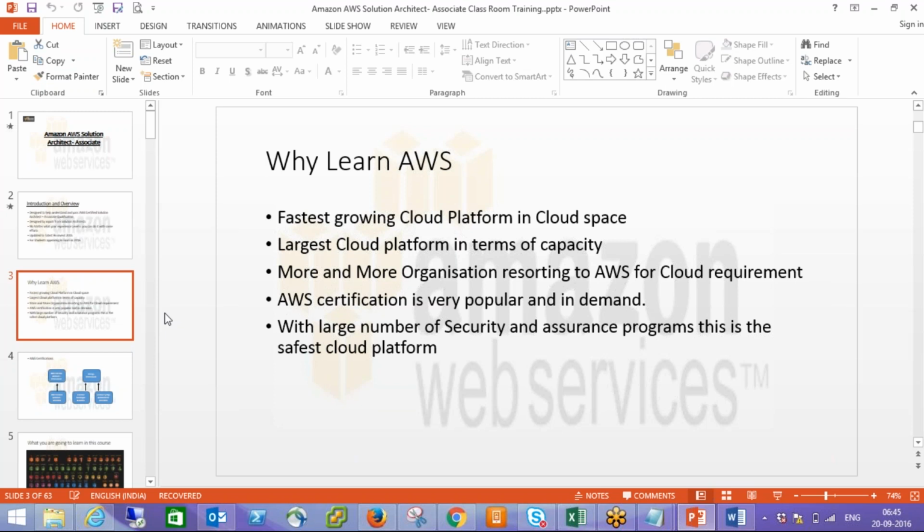If we look at AWS, it is the fastest growing platform in the cloud space. This was launched in 2006, and since then it has been growing exponentially. If you look at the latest Gartner report that was released in May 2016, Gartner has reported AWS as the undoubted leader in the cloud space for infrastructure as a service. So this is the fastest growing platform in the cloud space.